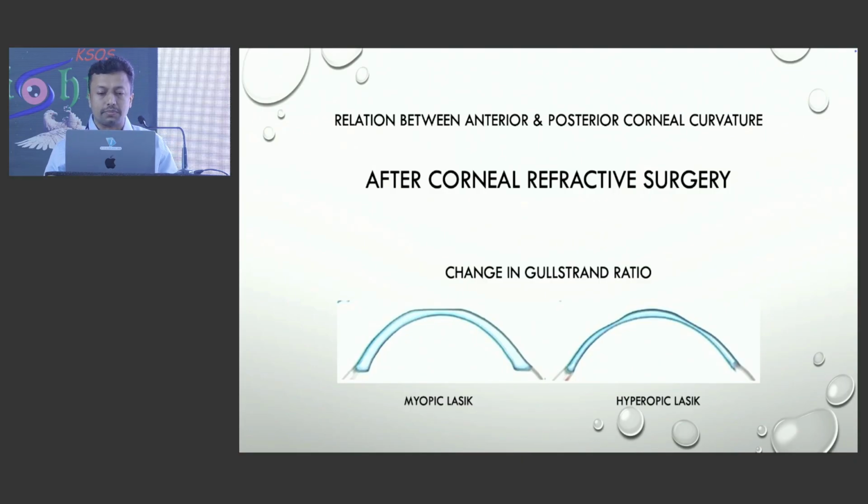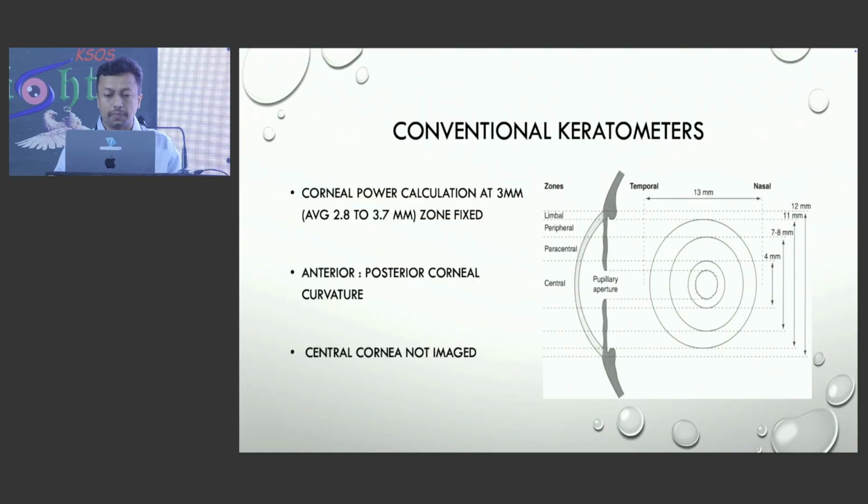So it's just a basic. After corneal refractive surgery, the main issue is the relation between the anterior and posterior corneal curvature. That is the Gullstrand's ratio. The normal is around 0.9 to 0.93. Whereas in myopes, if you see, the center area is flattened and the periphery is thicker. Whereas in hyperopes, the center is thicker and the periphery is flattened. So this ratio is altered after the refractive surgery.